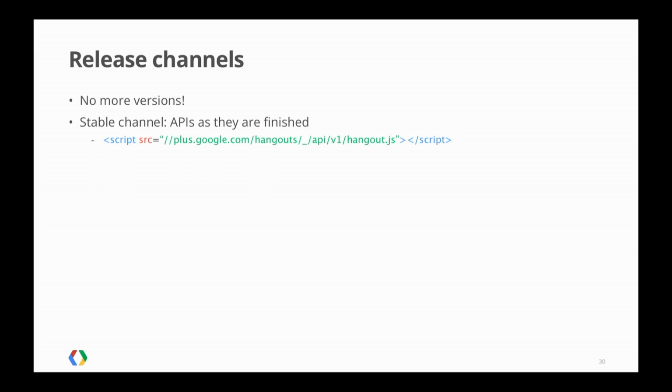If you've written an app before, it's just basically a single JavaScript include. We've changed it a little bit. You'll notice there's no real version number in here. So when we release new stuff, it'll just automatically come into this channel. So the stable API is what you're going to be using in all of your public applications.